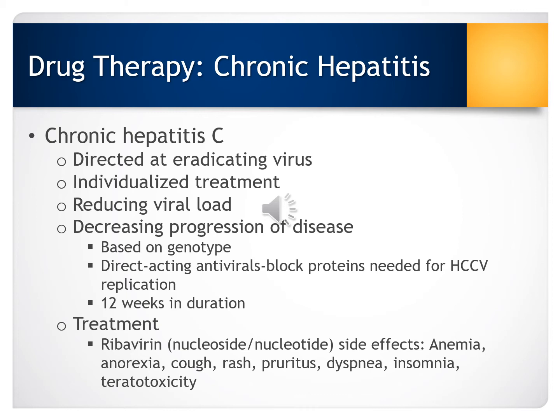Treatment for chronic hepatitis C is focused on eradicating the virus, reducing the viral load, and decreasing the progression of the disease. Treatment consists of using PEG interferon alpha 2A with ribavirin. Ribavirin does have a number of side effects, which include anemia, anorexia, cough, rash, pruritus, dyspnea, insomnia, and teratotoxicity.